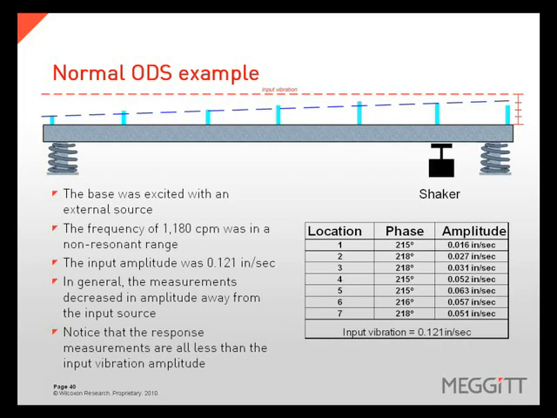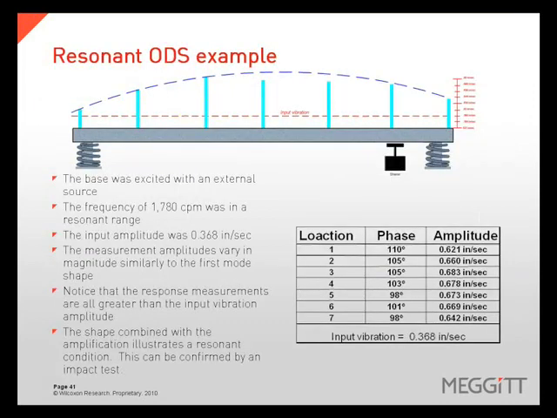In this example, we excited the base with an external source, but this time we excited it at 1780 CPM, which is within a resonance range. The input amplitude was 0.36 inches per second. You'll notice two things that are important. First, all the vibration measurements are of a higher amplitude than the input vibration. And second, the measurement amplitudes vary in magnitude, similar to the first mode shape. The shape combined with the amplification clearly illustrates a resonance condition.